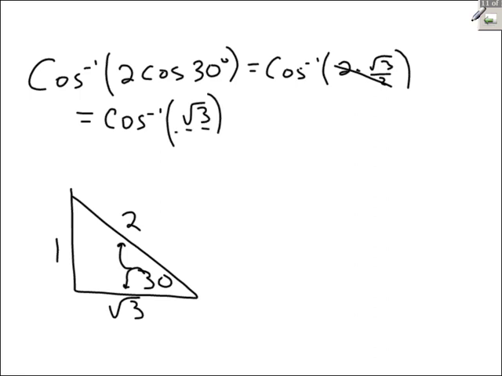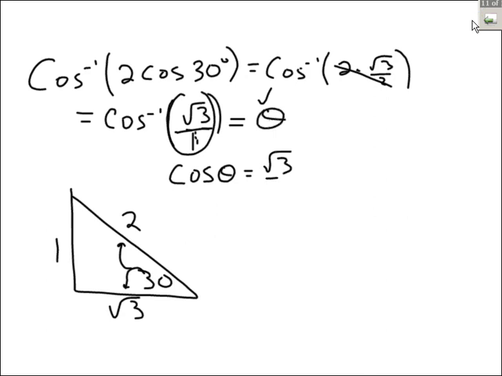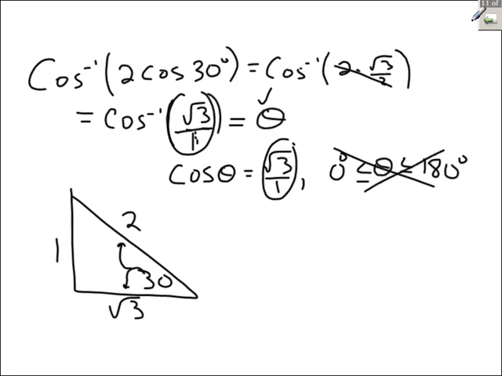3, which is square root of 3 over 1. Now, this is equal to some angle. You take cosine inverse of a number, and you get back angles. So we know that the cosine of our angle is square root of 3 over 1, and the angle is in between 0 degrees and 180 degrees. You have to know your definition. Since the cosine of the angle is positive, we're in quadrant 1.